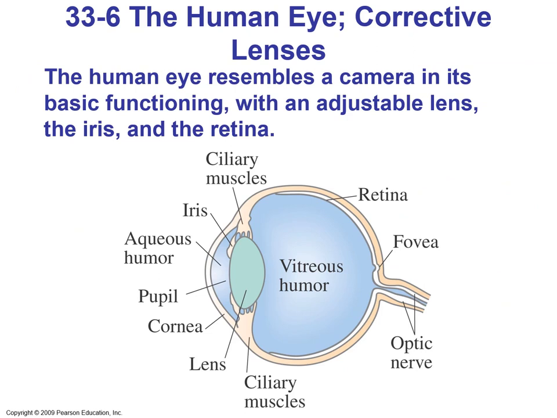Section 6. The human eye, corrective lenses. The human eye resembles a camera in its basic functioning, with an adjustable lens, the iris, and the retina. Here's a cartoon of the human eye. There's a pupil, light gets in. This is a lens of the eye with an iris, which is adjustable opening of the eye. And we have some muscles which can control the eye for different focuses, for near objects or farther objects. And we have an image formed inside the retina. It can send the information of the image formed through the optical nerves to the brain to be processed.